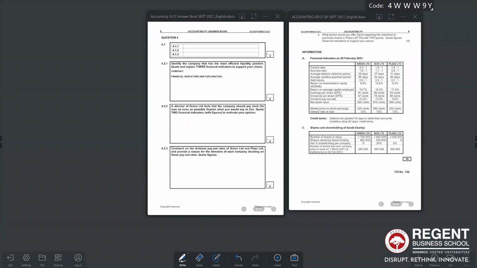So your answer here, firstly, you're going to comment on the current ratio, the asset test, and the average debtors collection. And the company that you will choose, it's a clear-cut answer, BCM Limited. So your company that has the most efficient liquidity position is BCM Limited. You can see the current ratio is ideal, the asset test is perfect, average debtors collection very good. Okay, so you need to identify the company, you identify the ratio, and you give the figures.